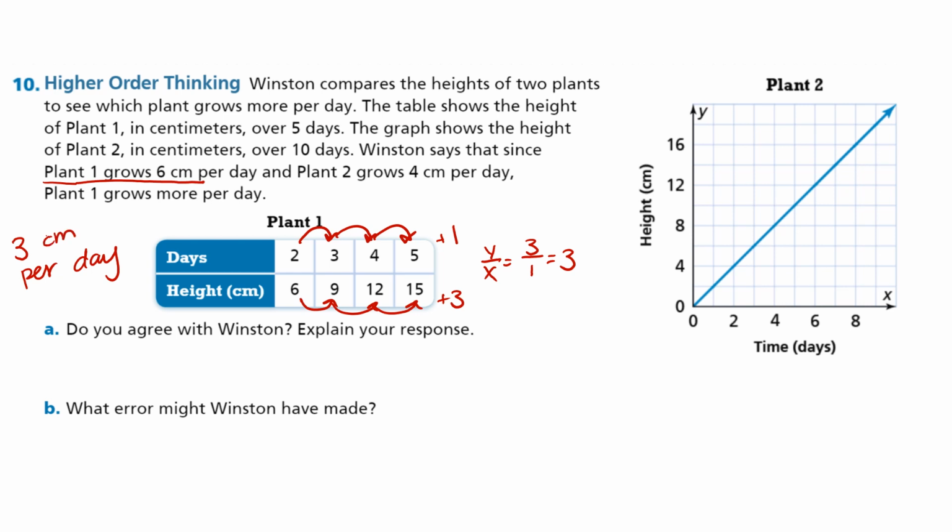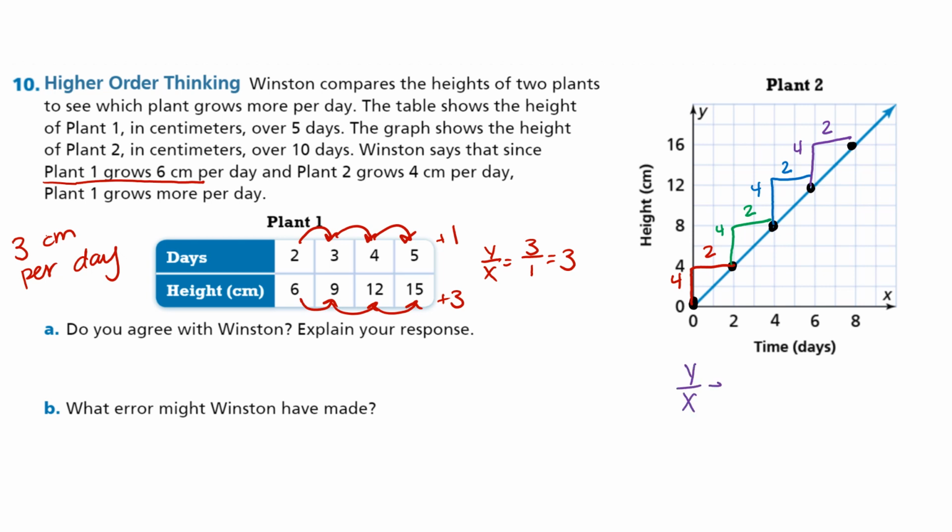Looking at the graph for plant 2, we have the points (0, 0), (2, 4), (4, 8), (6, 12), and (8, 16). Finding our pattern, we go 0 to 4, which is 4 centimeters over 2 days. 4 to 8 is 4 centimeters over 2 days. 8 to 12 is 4 centimeters over 2 days. 12 to 16 is 4 centimeters over 2 days.